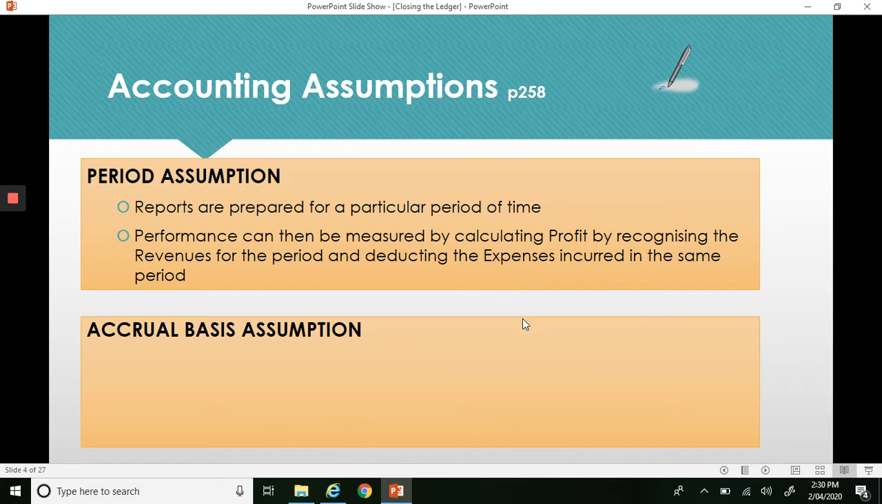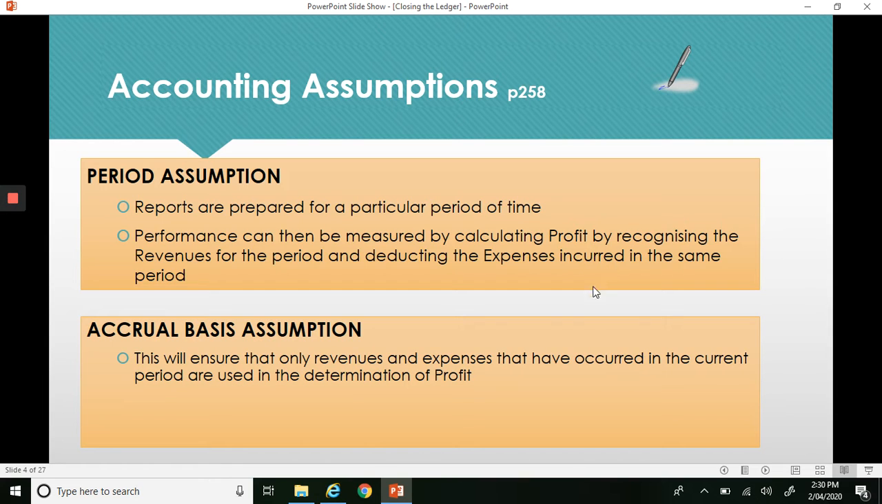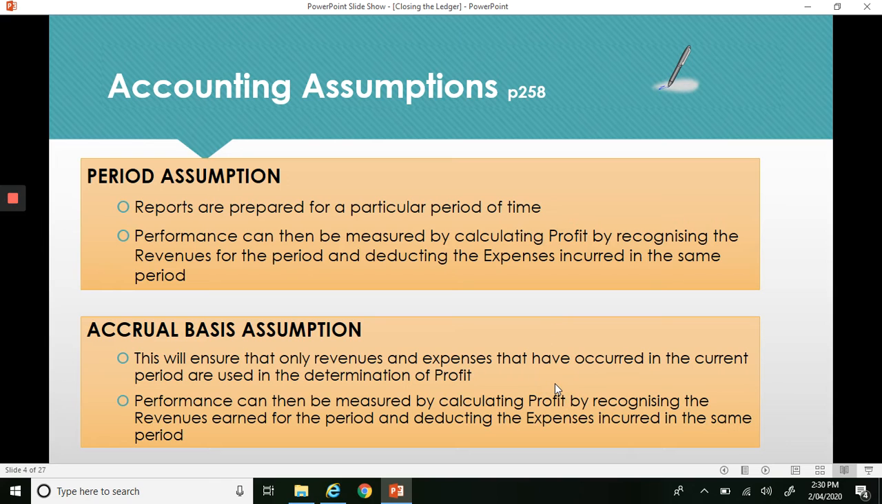The other, of course, is accrual basis assumption, which is alluded to in that previous point. This will ensure that only revenues and expenses that have occurred in the current period are used in the determination of profit. And performance can then be measured by calculating profit by recognising the revenues earned for the period and deducting the expenses incurred in the same period.